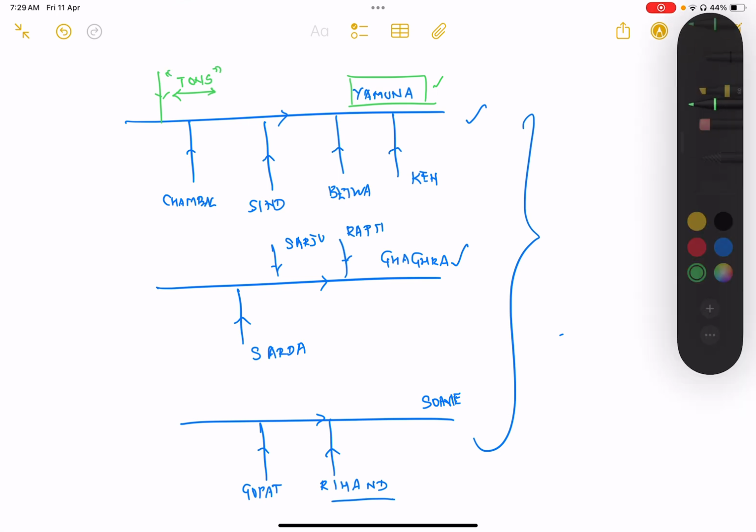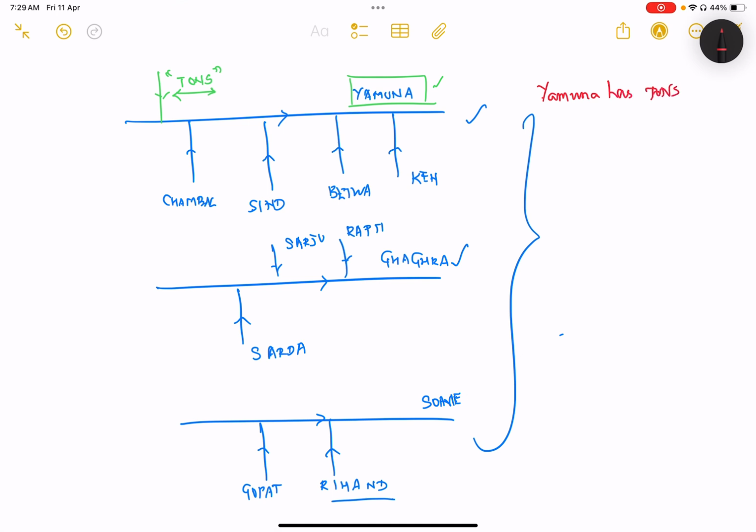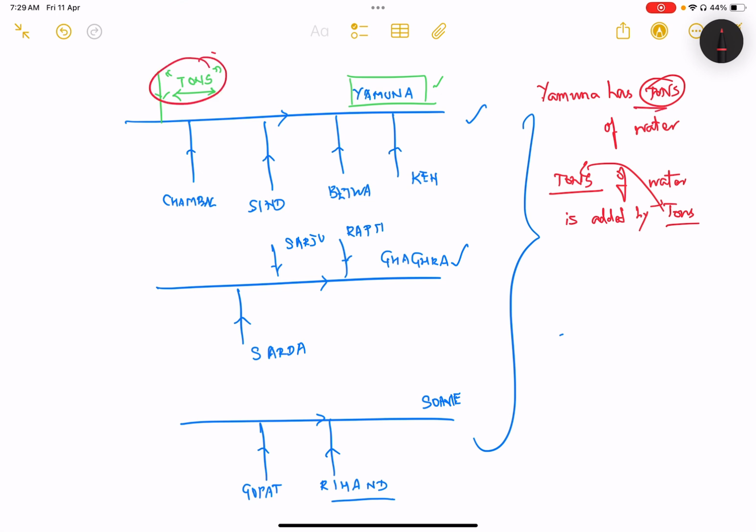To remember this, you can simply have a statement, right? Yamuna has tons of water. Or one more way, I've already told you that it's adding almost twice the water when it meets Yamuna. So tons of water is added by Tons. So both ways you can easily remember: Yamuna has tons of water. That is the final one which I wanted to talk about.